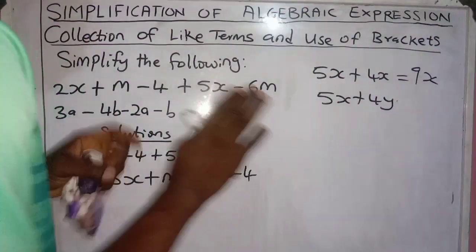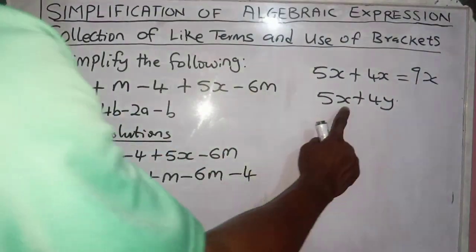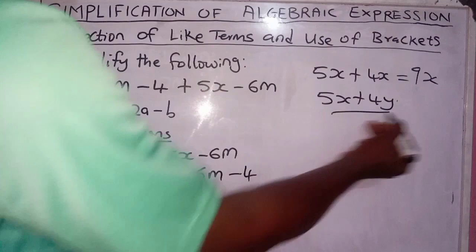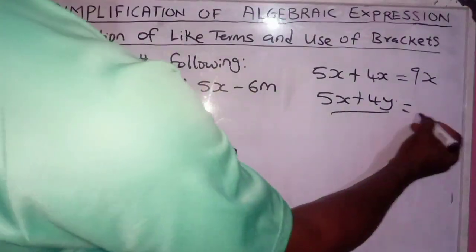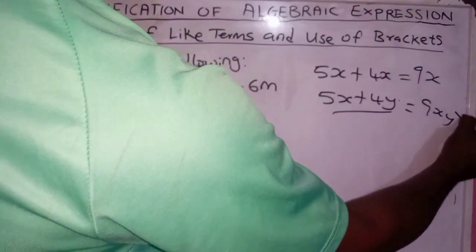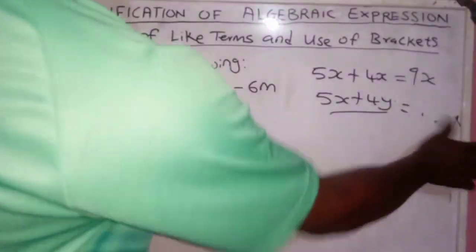But as you don't have anything to factorize here, and you are dealing with different alphabets, the question is as good as the answer. There's nothing to do about this. You can't bring them together, like saying 9xy. You can't do this. This is wrong. But this one is correct.